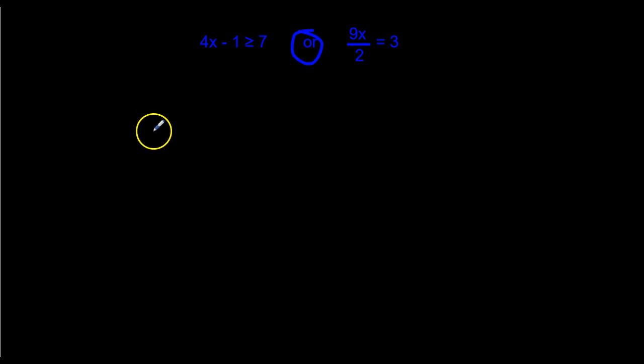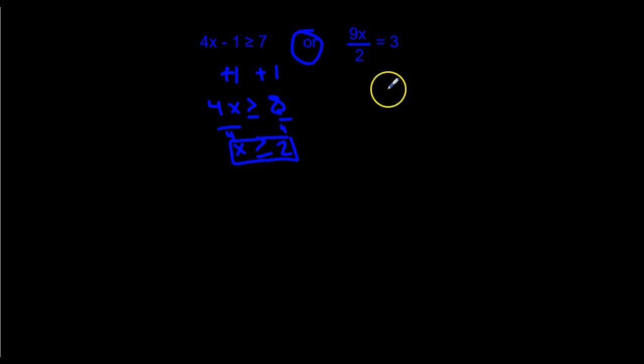But we'll do the same thing here, except now we'll look at this a little bit differently. So we're still going to solve each one individually. So let's go ahead and just add 1 to both sides. And we get 4x is greater than or equal to 8. Divide both sides by 4. We get x is greater than or equal to 2. So we got one part of this right there. Or we got this thing right here.